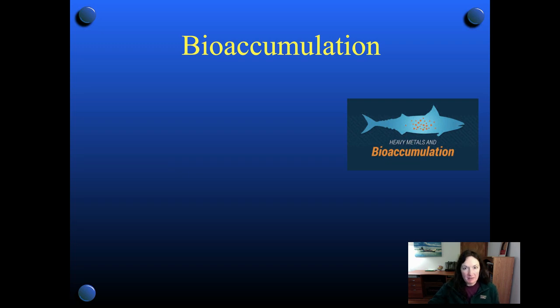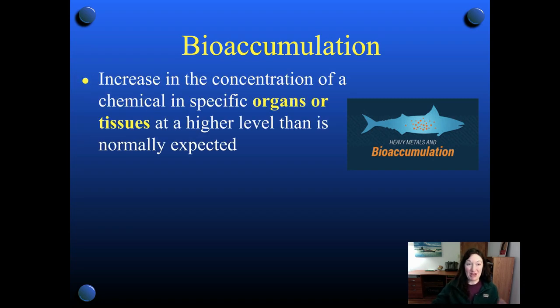Bioaccumulation is a term that might be familiar from biology class. The other one that goes with it is biomagnification. And in biology class, we kind of teach it as they're kind of the same thing. They go along together. In this class, we'll be a little bit more specific with that. So, bioaccumulation is just an increase in the concentration of a chemical or the accumulation of a chemical in specific organs or tissues at a higher level than is normally expected in an organism.